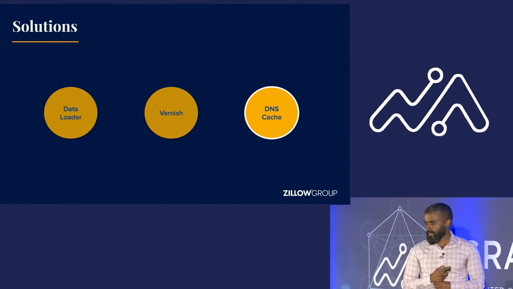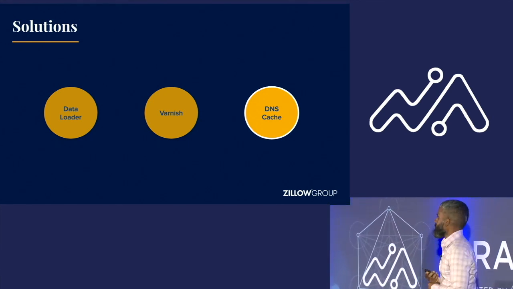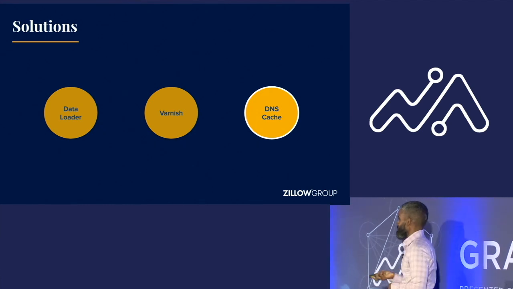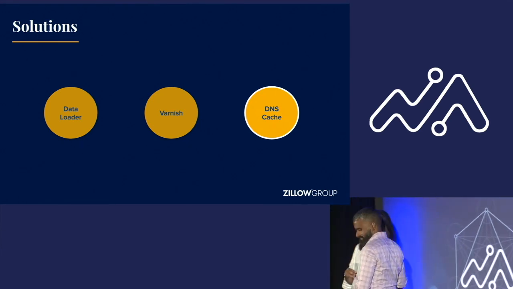So we saw how we implemented cache at the GraphQL layer, at the HTTP layer, and to talk about what we did at the DNS layer, Aditi.